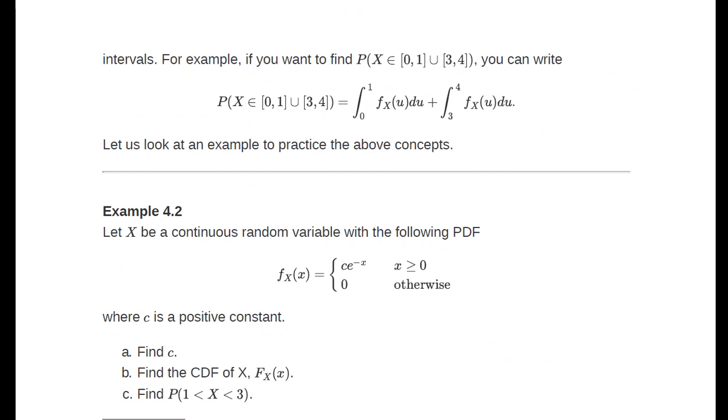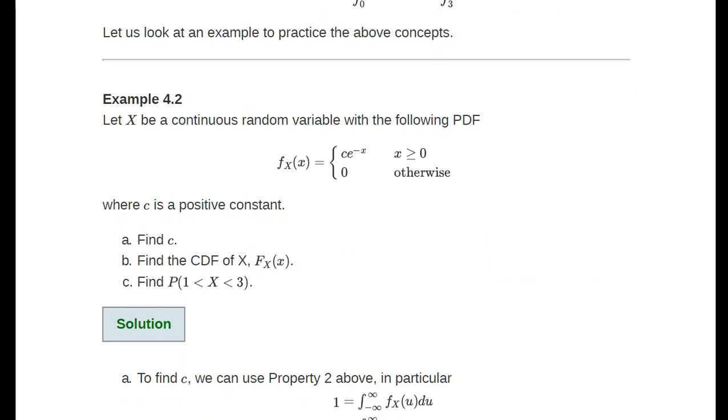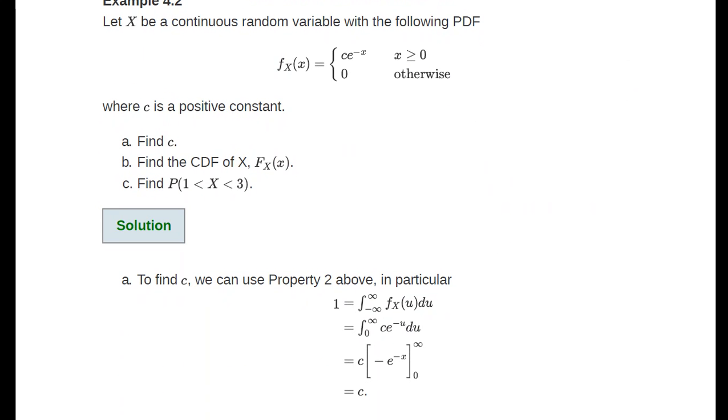Let us look at an example to practice the above concepts. Let X be a continuous random variable with the following PDF: f_X(x) equal to c times e to the power of minus x for x greater than or equal to 0, and 0 otherwise, where c is a positive constant. Find c, find the CDF of X, and find the probability of X between 1 and 3.